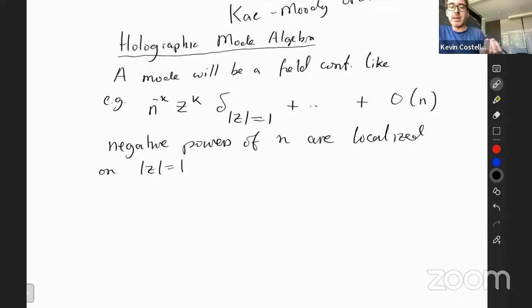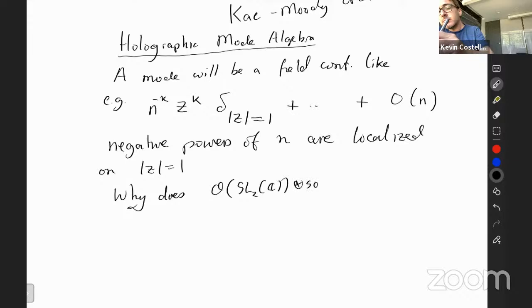So I want to briefly explain why functions on SL2C, these are holomorphic functions, tensor SO8, live inside the mode algebra. The answer is very simple.